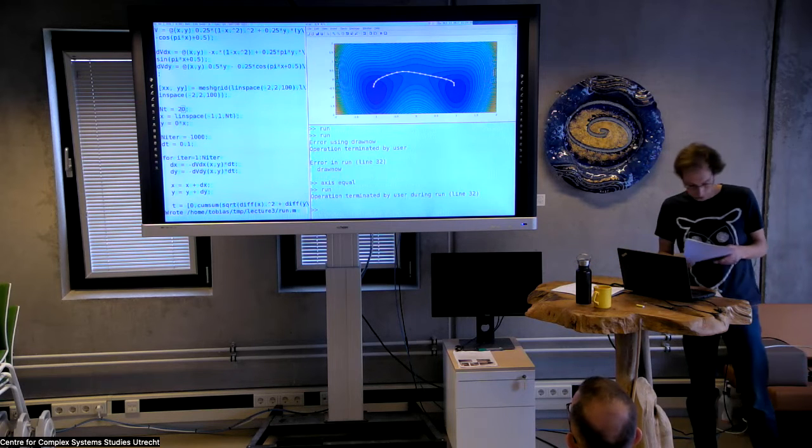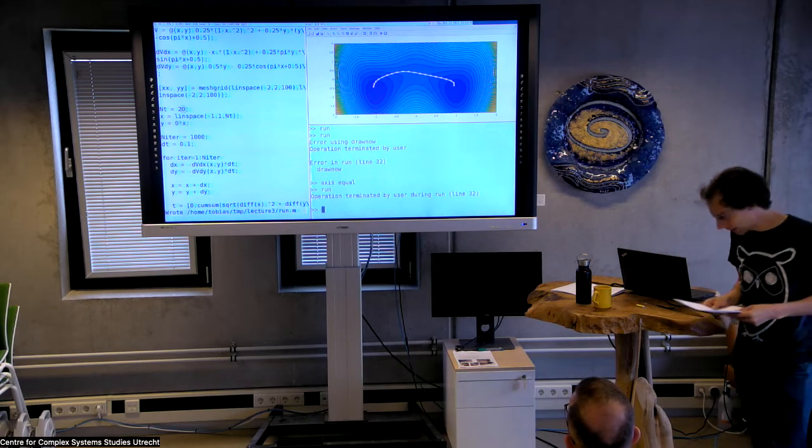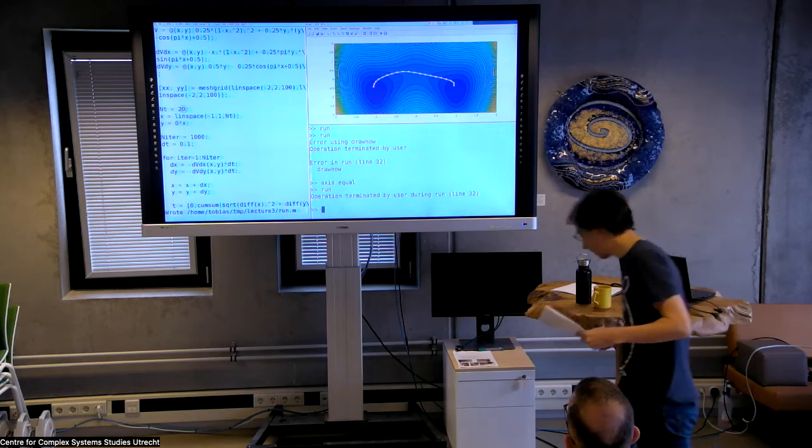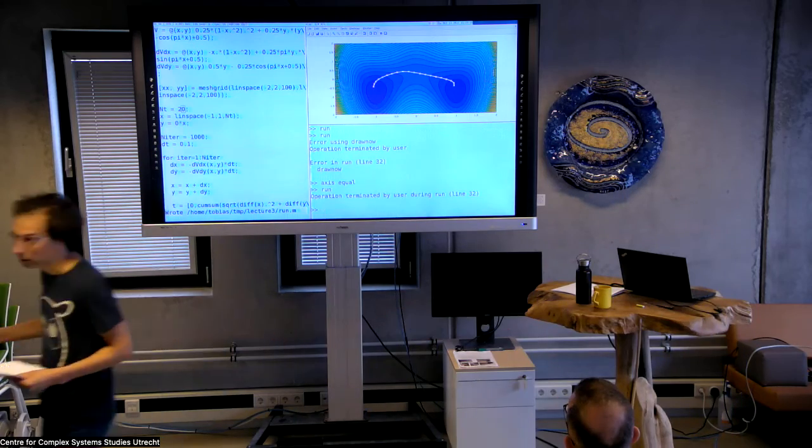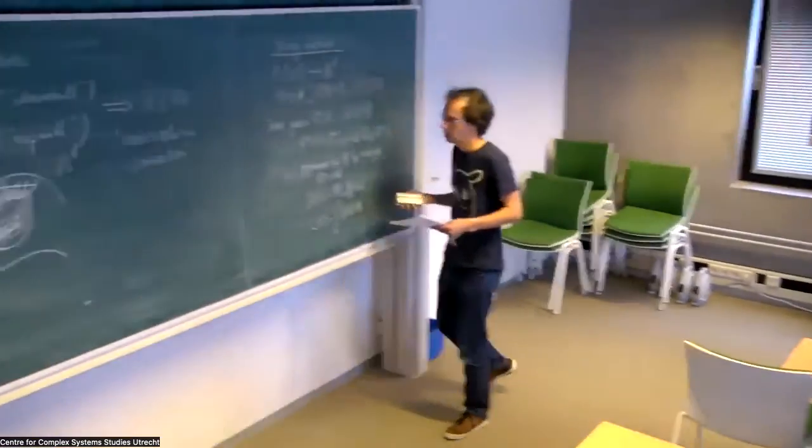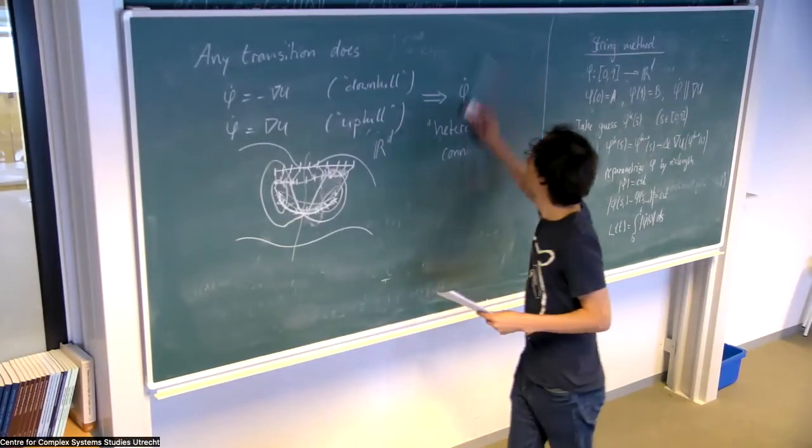All right, so this was the reversible case. And let us now try to go on to the general case, where there's much less that can be specifically said.